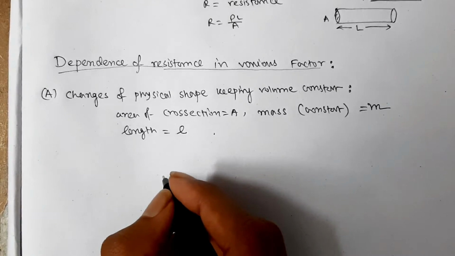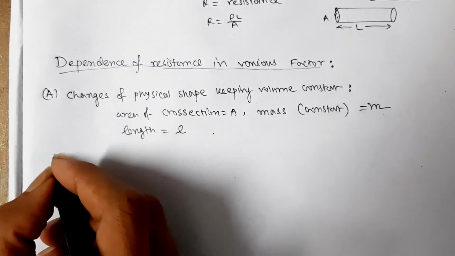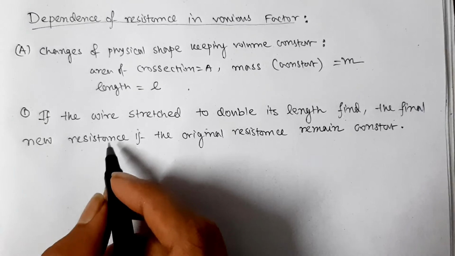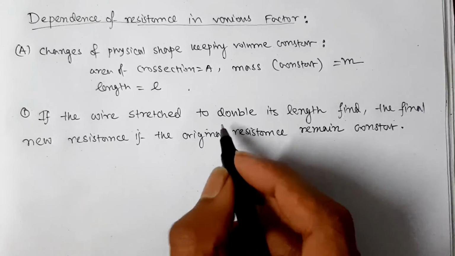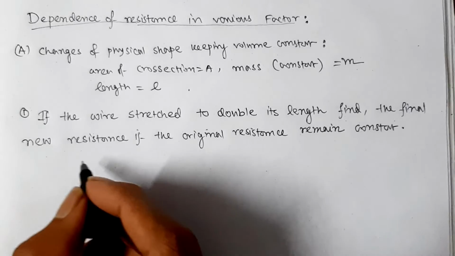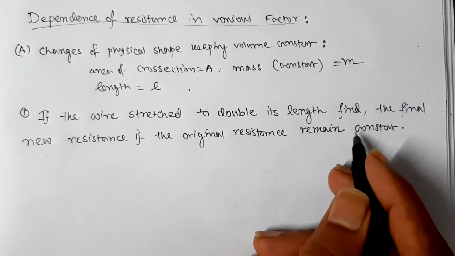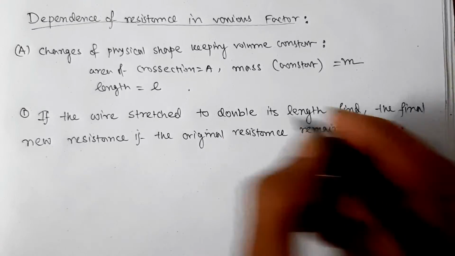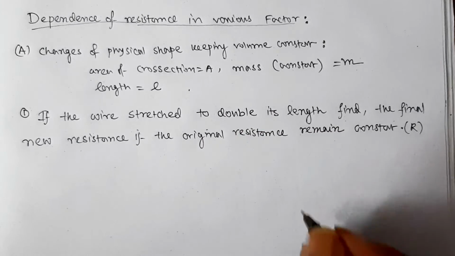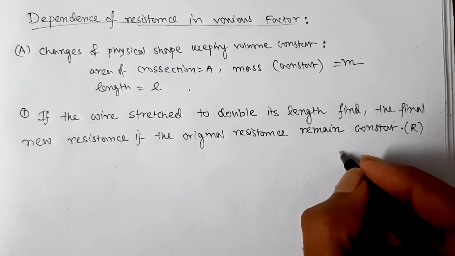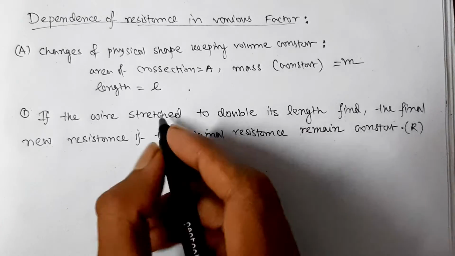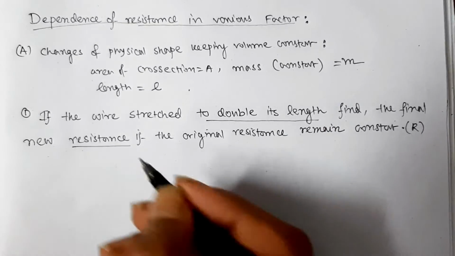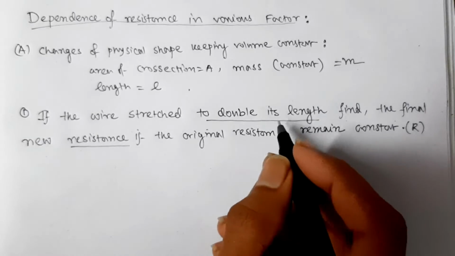Now, first question: if the wire is stretched to double its length, find the final new resistance, if the original resistance is R. Here the volume remains constant, and what is actually asked? They ask the resistance if they double its length.